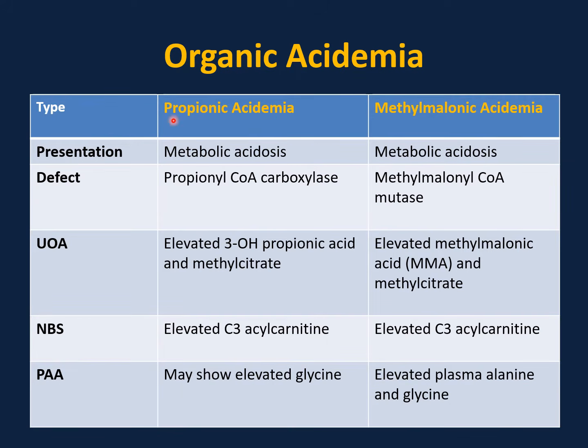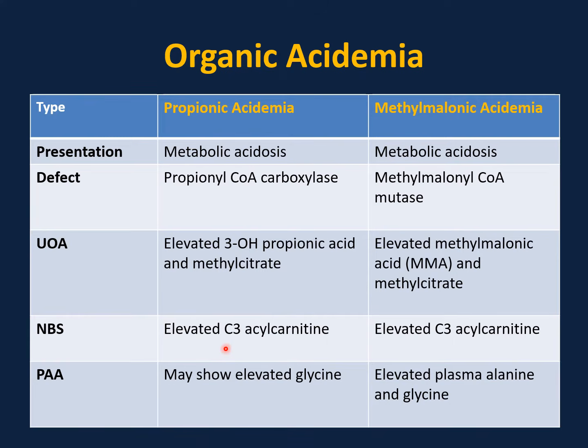In cases of propionic acidemia, it's easy to remember propionyl CoA carboxylase deficiency, and in cases of methylmalonic acidemia, methylmalonyl CoA mutase deficiency. When you have the results of the urine organic acid, you will see elevation of propionic acid in cases of propionic acidemia and methylmalonic acid in cases of methylmalonic acidemia.